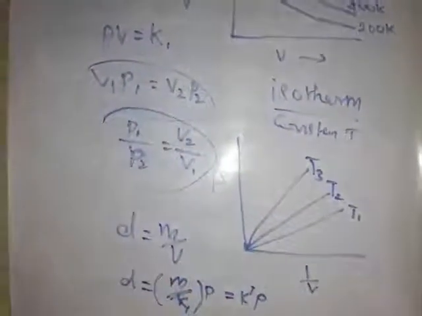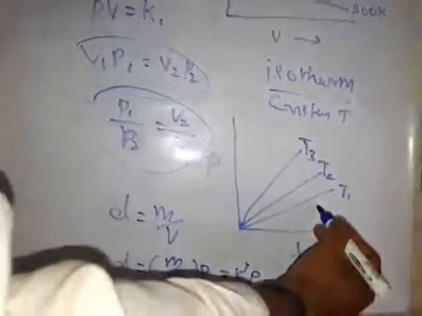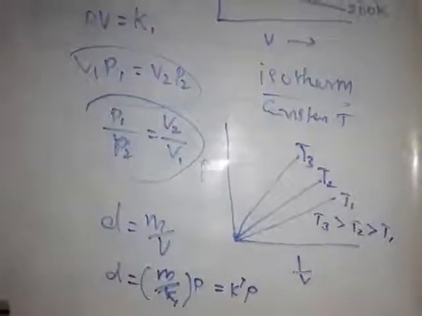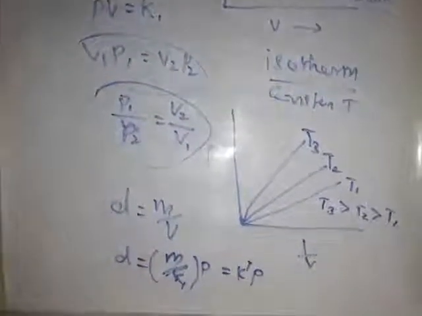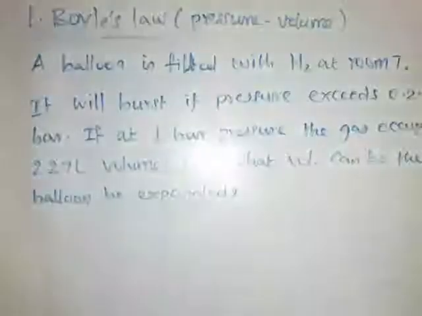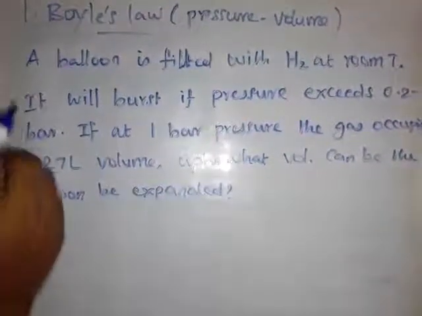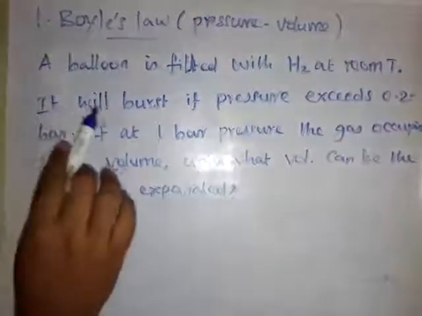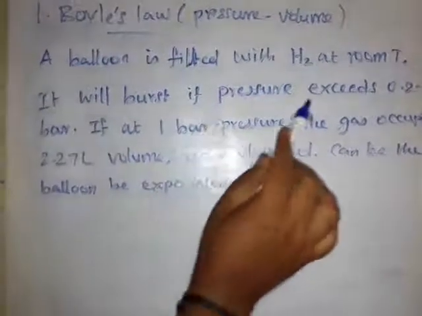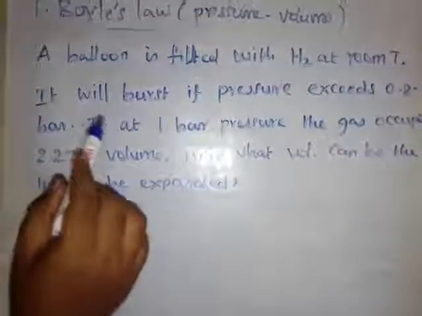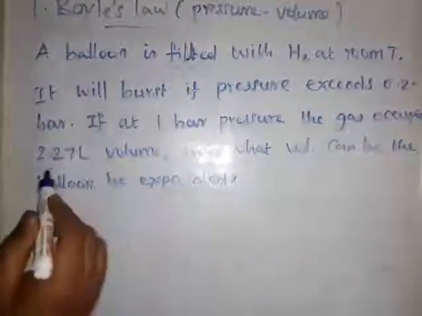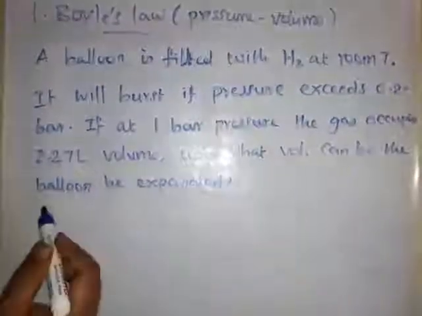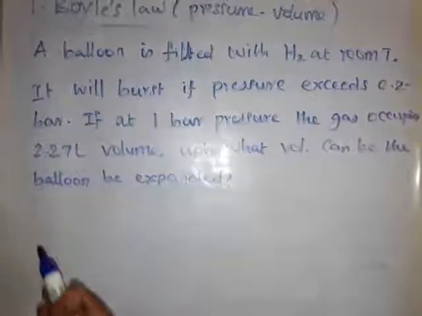Here, arranging in order, T3 temperature is higher, so T3 is greater than T2, greater than T1. So this is the range. We will discuss a problem here based on Boyle's law numericals. The problem: a balloon is filled with hydrogen at room temperature. It will burst if pressure exceeds 0.2 bar. If at 1 bar pressure the gas occupies 2.27 liter volume, up to what volume can the balloon be expanded? So this is the question.